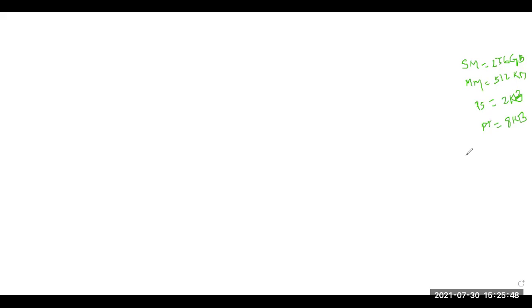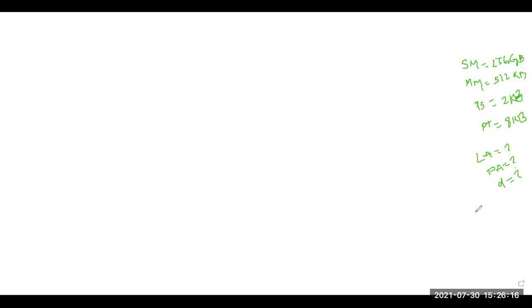First calculate the number of bits used for the logical address. Total number of bits used for the physical address. Total number of bits used for the offset address. Then calculate the number of pages. Total number of pages of a process. Find out the number of pages of a process.